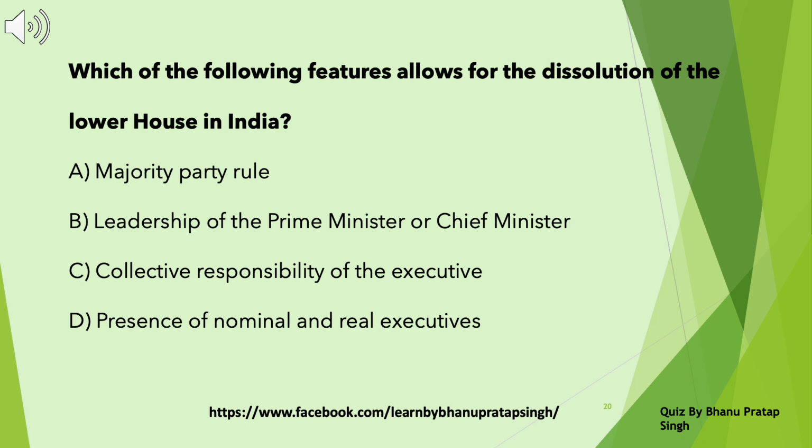Which of the following features allows for the dissolution of the lower house in India? A. Majority party rule. B. Leadership of the Prime Minister or Chief Minister. C. Collective responsibility of the executive. D. Presence of nominal and real executives. Choose the correct answer. Answer B. Leadership of the Prime Minister or Chief Minister.